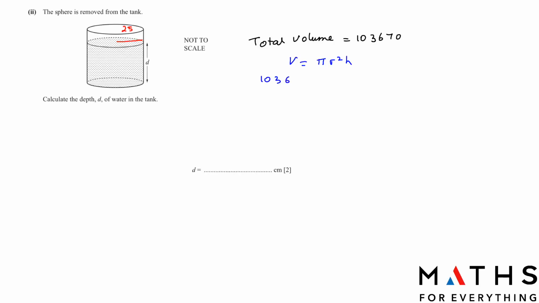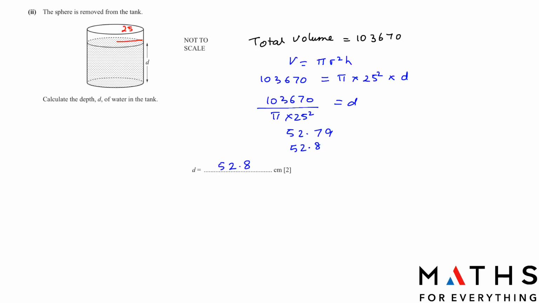So 103,670 is equal to pi into 25 square, and instead of height we are going to write d, the depth. This whole thing is a multiply. We will shift it to the other side. It will be a divide. So divided by pi into 25 square is our d, and you will get 52.79 something. If you round it, we will have 52.8 centimeter. That is our depth.